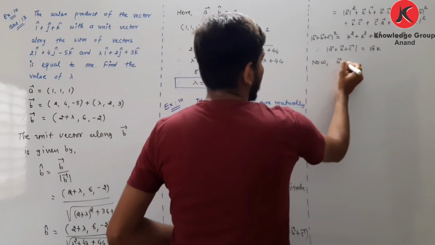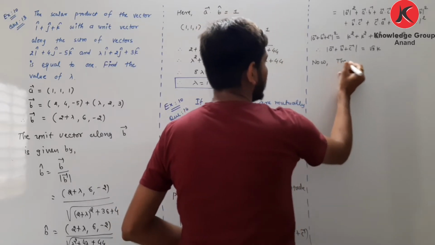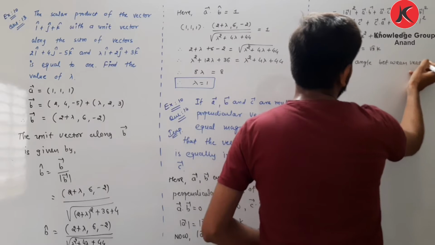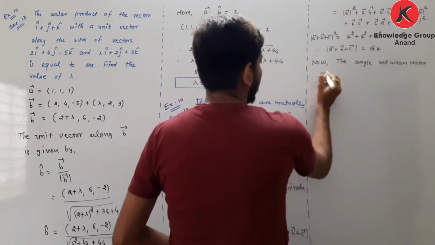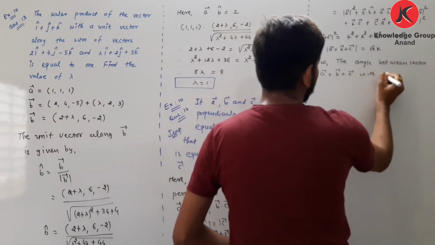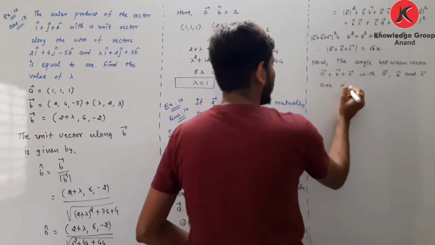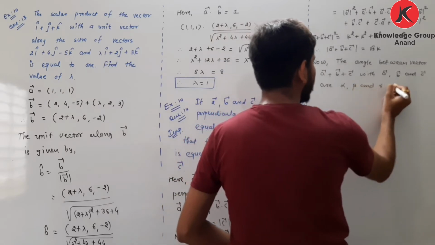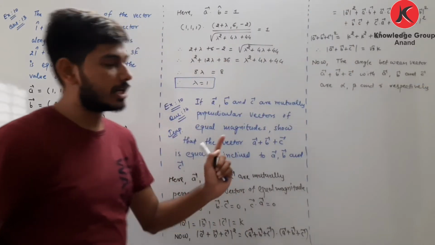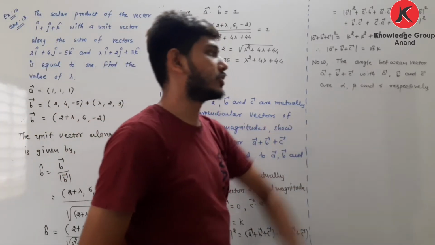Now, the vector A bar plus B bar plus C bar makes angles with A bar, B bar and C bar, which are alpha, beta and gamma respectively. Suppose we assume that alpha, beta, gamma are the angles measured with A bar, B bar and C bar. This vector makes an angle with A bar, B bar and C bar, alpha, beta and gamma respectively.